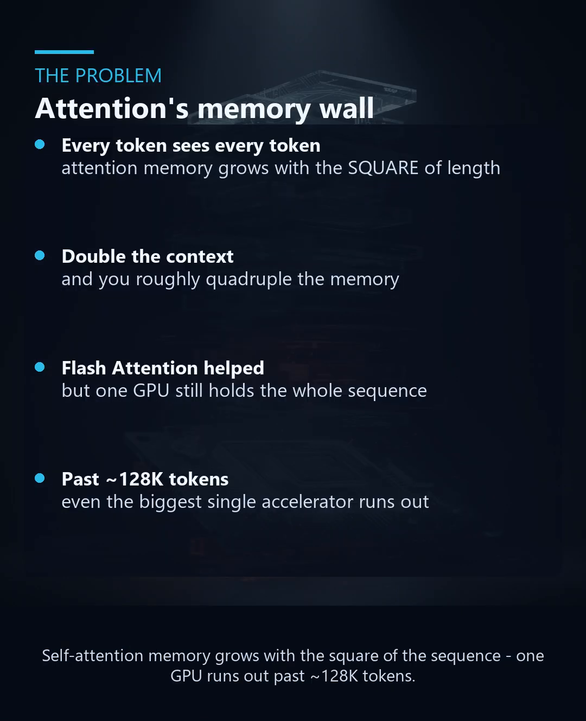Here is the wall. Self-attention lets every token look at every other token, so its memory cost grows with the square of the sequence length. Double the context and you roughly quadruple the memory. Flash attention helped by never storing the full attention matrix, but one GPU still has to hold the entire sequence. Past 100,000 tokens, even the biggest single accelerator simply runs out of memory.